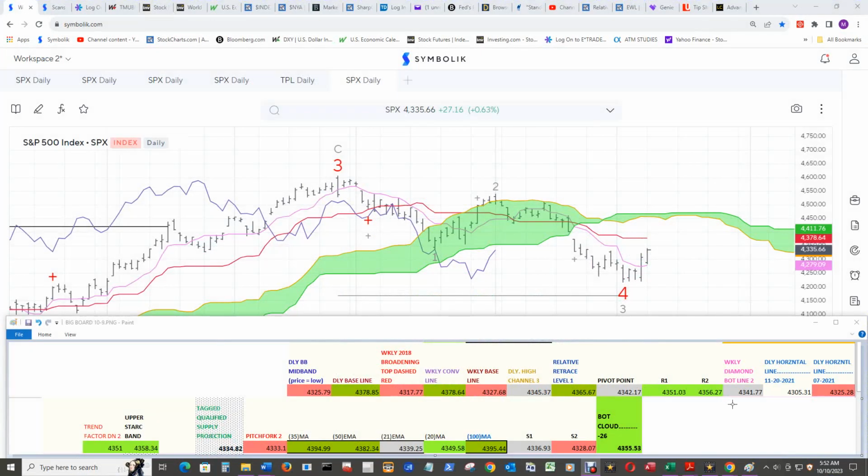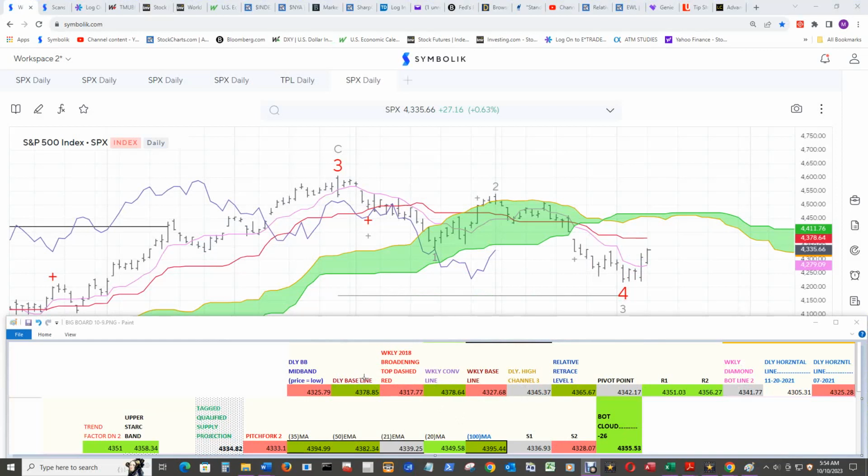43.46. And there are other gray areas in the actual gray color that are plus or minus 10 points from where the pre-market hour price is. Weekly diamond bottom line 2, pivot point, daily high channel 3, S1, the 21 EMA. So punch through the bottom of the cloud 26 bars back to the upside.